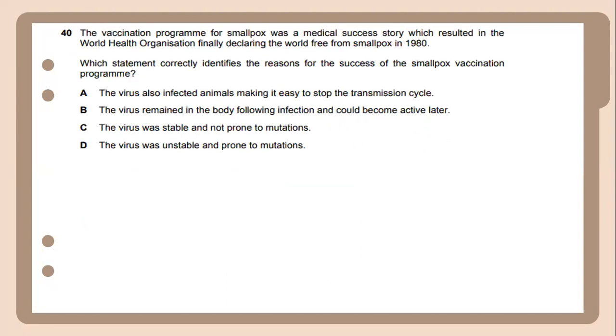And 14, the vaccination program for smallpox was a medical success story, which resulted in the World Health Organization finally declaring the world free from smallpox in 1980. Which statement correctly identifies the reasons for the success of the smallpox vaccination program? Okay, the correct answer would be the virus was stable and not prone to mutations.